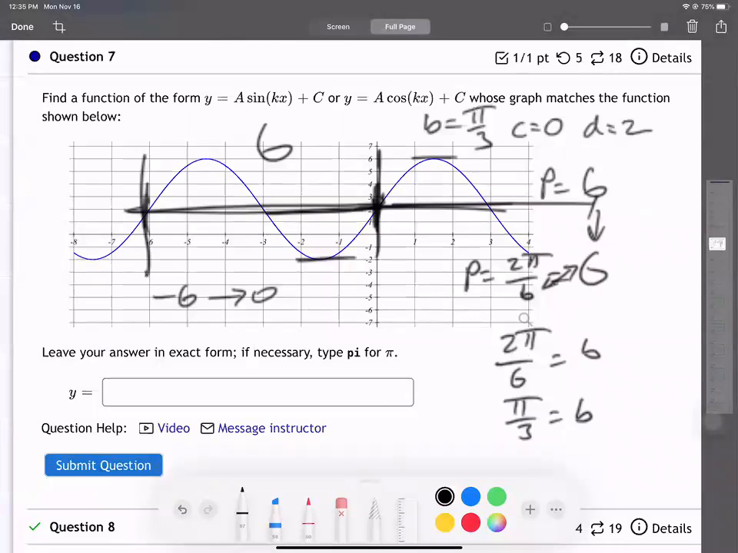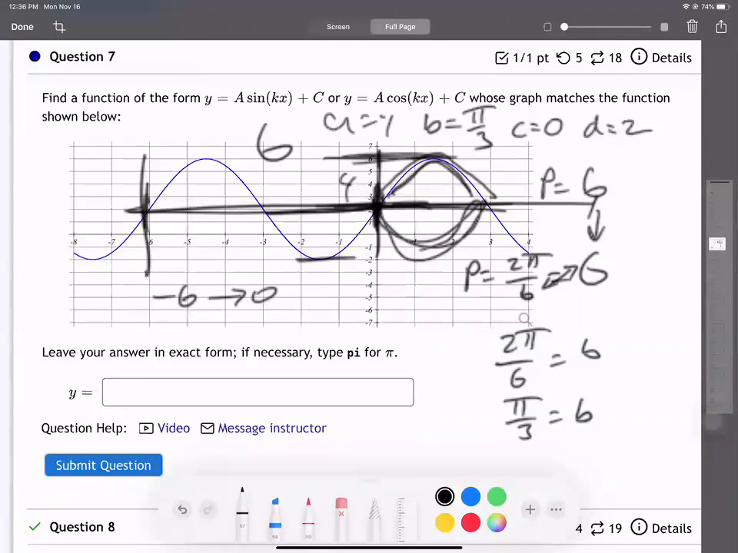And our a value, it's the distance from the midline to the top, and that's going to be +3. Is it? No, I messed up. It's from 2. Sorry. 2 to 6 is 4. So my amplitude is +4 because I went up here. If I went down, it would have been -4. So my a value is 4.